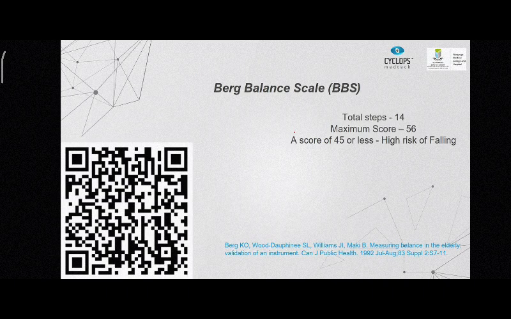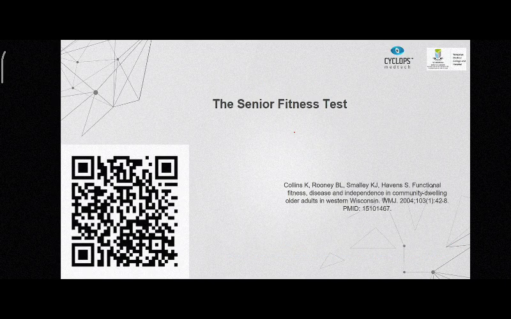So next is the Berg balance scale. It is very similar to the previous scale. It has a total of 14 steps, and the maximum score is 56, and a score of less than 45 means that the patient might fall again. You can download it by the QR code, or you can directly search for it on the Google search engine.